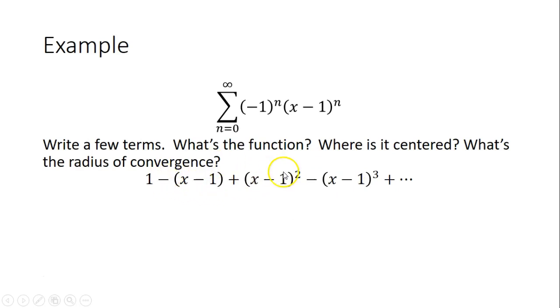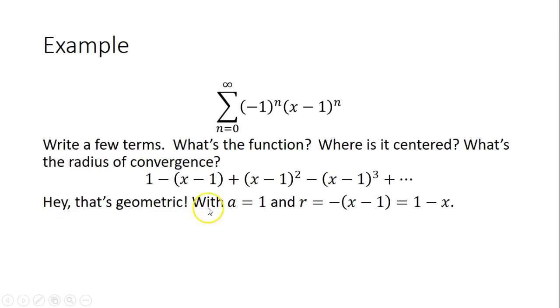So what do we notice about this? Well, it looks like it's geometric, right? It looks like our first term is 1, and our ratio is negative x minus 1 every time. So here, it's geometric. The first term is 1, and the ratio, we're just multiplying by negative x minus 1 every time, right? Which is 1 minus x if you distribute that negative.